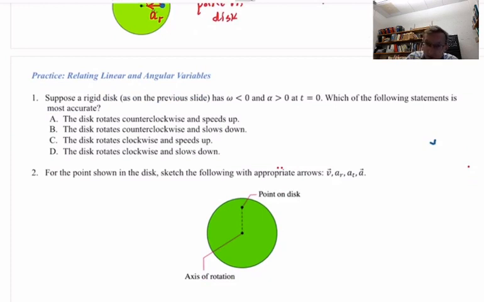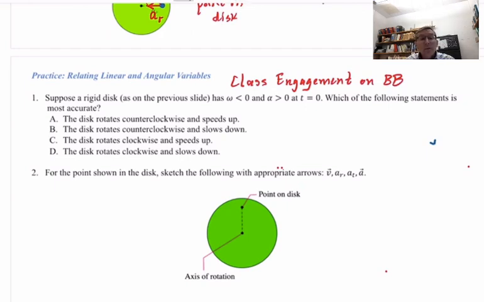So here I want you to answer the questions that I'm about to show you for class engagement on Blackboard. And here's the scenario. We have a rigid disk that we're viewing from above, and it's rotating just as we were looking at in the previous slide. But now the disk has, at time 0, a negative angular velocity and a positive angular acceleration at time 0.